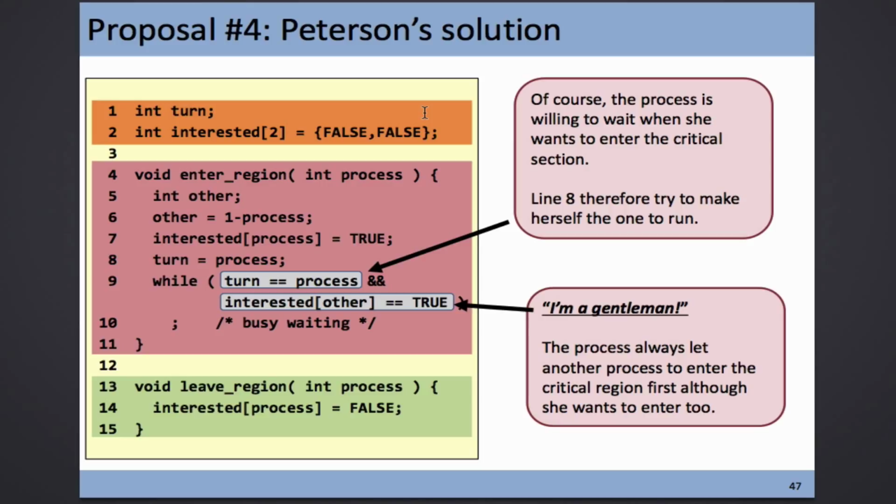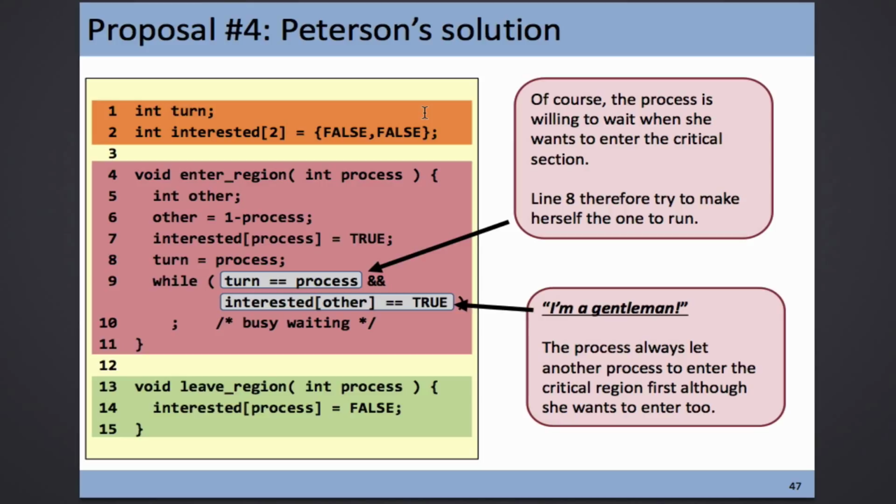It will also check whether your opponent has also stated that he is interested in going in. If yes, I pretend to be the gentleman. Although the turn is mine, I let you go. I'm willing to get stuck here. Now, if I'm the only player, then this interested flag will be off for the opponent. So if it's off, that means I won't freeze in this busy waiting loop. I will finish the entry region.